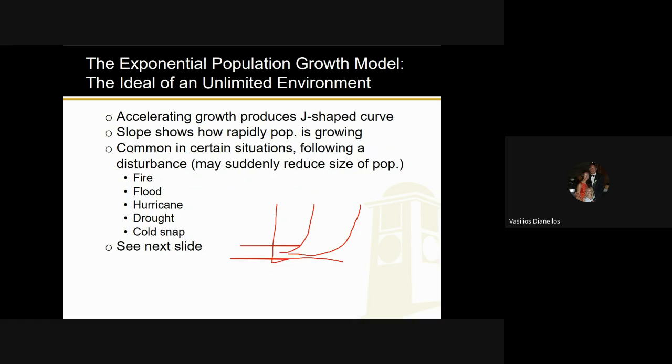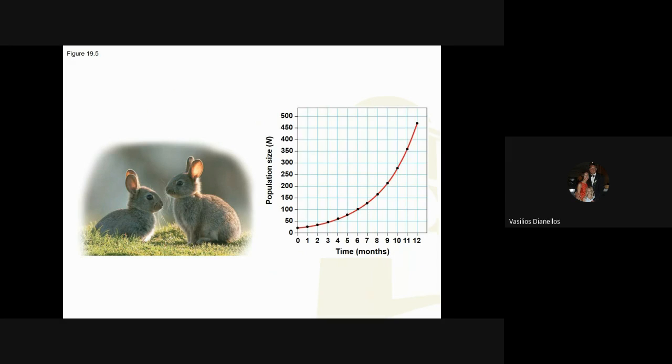This situation is common when following a disturbance. So if there's a fire or a flood or a hurricane or a drought or a cold snap or something that kills off a lot of what's already there, then you very often would see an exponential growth. Here's the picture. That's what it looks like. So yeah, you can see this is a population of rabbits, and you can see this hypothetical growth of it throughout the generations and months, not even generations, months. So for 1 month, you may be at about 25, then maybe you're about 40, then 50. So it goes pretty quickly.